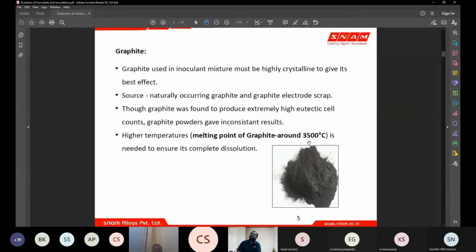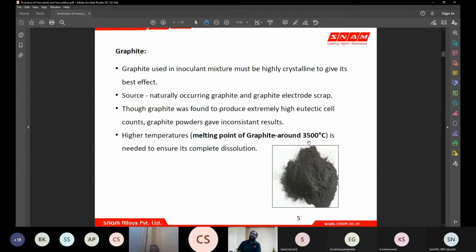So graphite generally should be crystalline in structure to give better inoculating effect. But crystalline graphite is comparatively expensive, and its availability is comparatively less, and amorphous graphite form is available more. And the source for this is generally naturally occurring graphite and graphite electrode scrap.